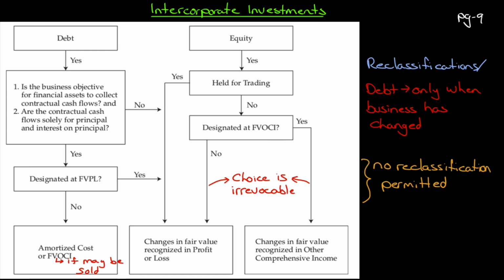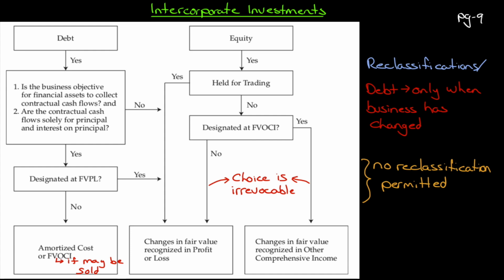If we say no, we don't want to do that, then it's either amortized cost or fair value to OCI. It's amortized cost if we're going to hold it all the way to maturity. It's fair value to OCI if we think we may sell it, but we don't have any intention to sell it, but maybe we want to sell it. So then we'd put it in fair value to OCI.